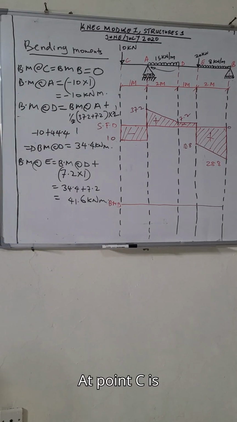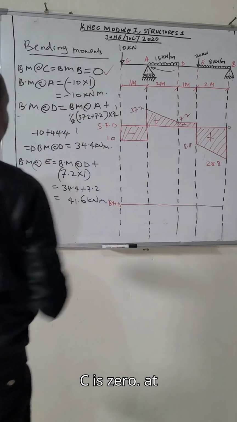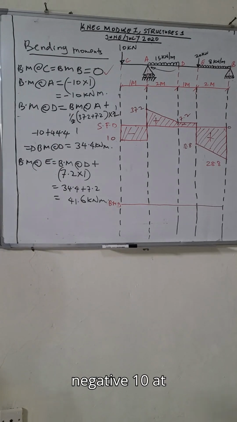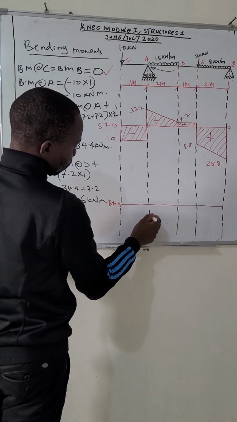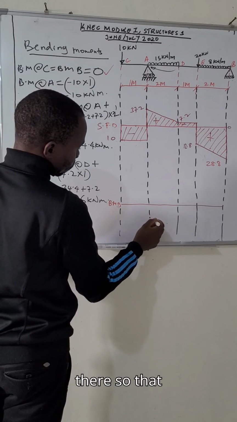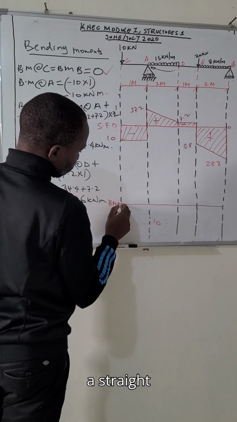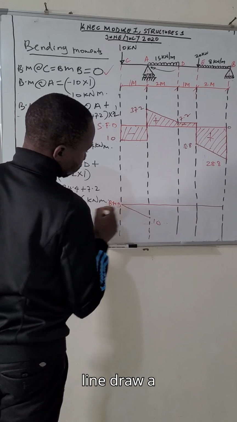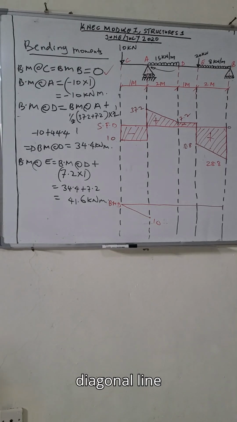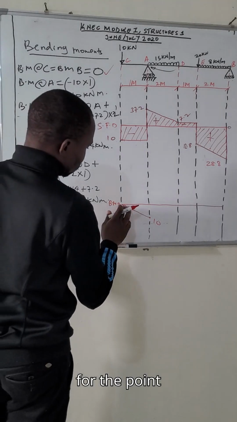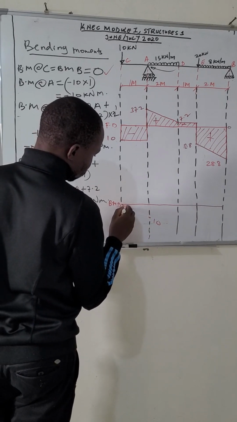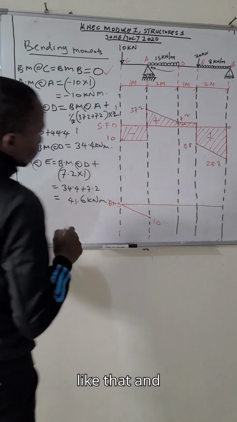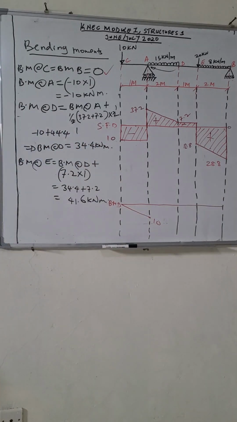At point C is 0. At point A is -10. Let's approximate somewhere like there. So that is 10. Draw a diagonal line, not a straight line. A diagonal line for the point load, and then a curve for UDL, like that.